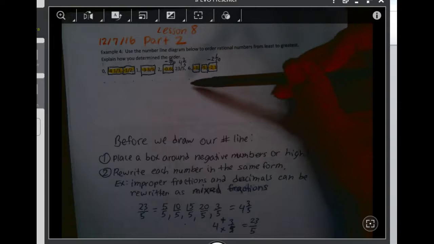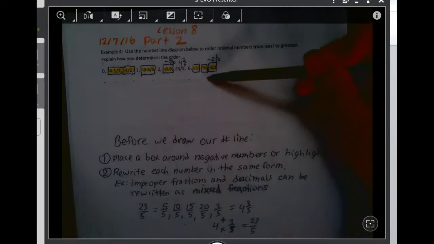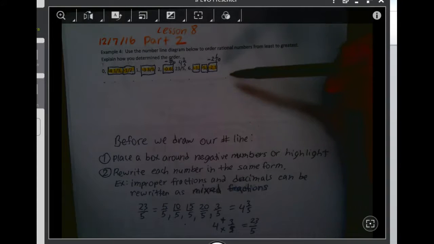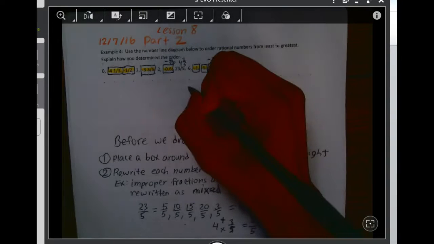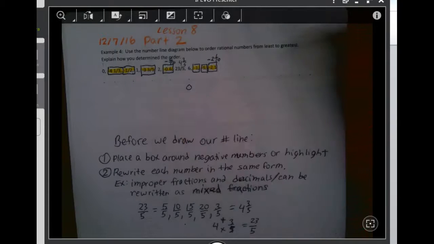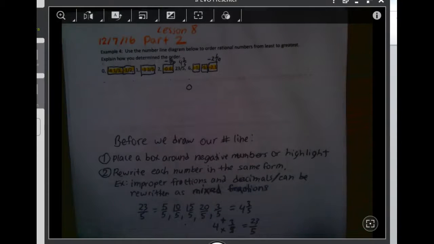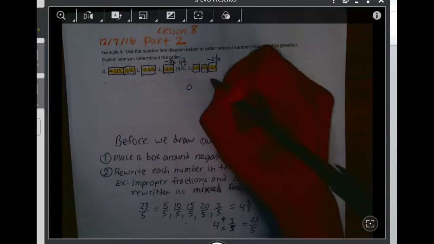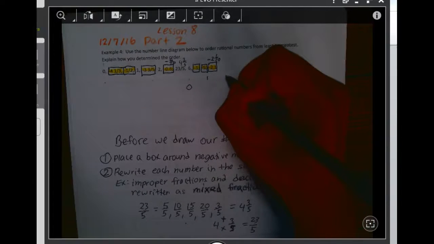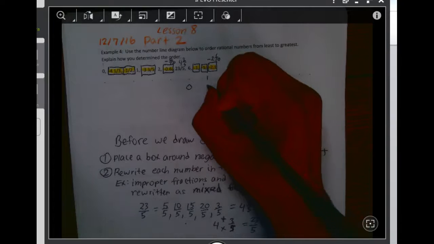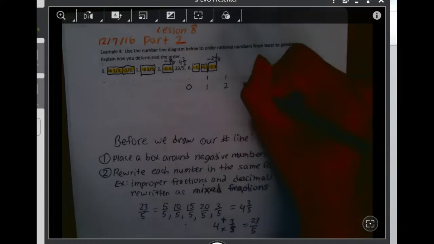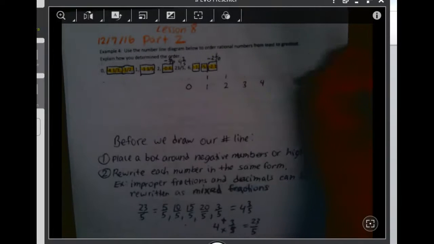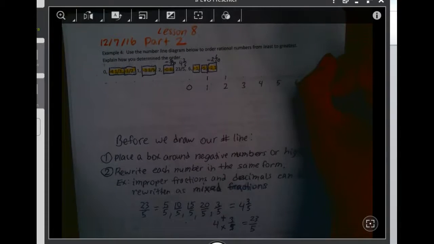So we want to have our 0 a little bit more to the left so that we'll have enough room to go all the way to 6. So I'm going to place the 0 here. And then I'm going to go ahead and fill in each of these tick marks that are already here. So we have 1, 2, 3, 4, 5, 6.